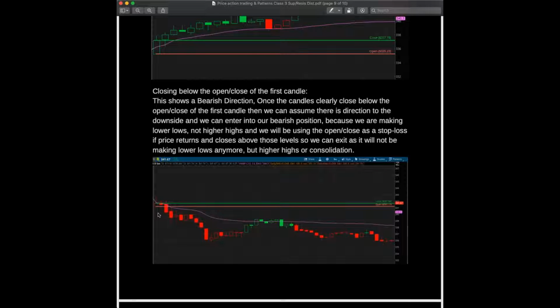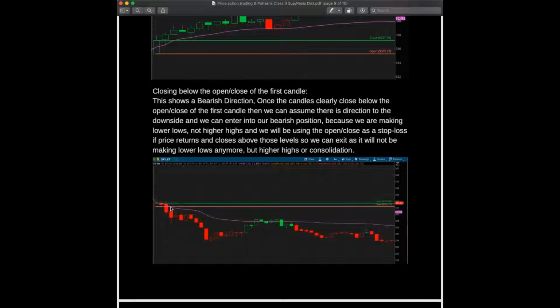So once we can establish that we're going into a bearish trend with lower lows and lower highs, we can enter our bearish position and use the open of the first candle as a stop loss. Okay? Because if the candles come back and get above that open of the first candle, then that tells us, hey, we're not going to be making lower lows and lower highs anymore. We're actually going to come back up and see if we're going to test those previous highs.